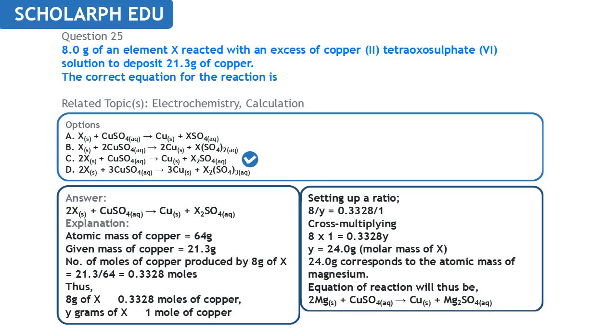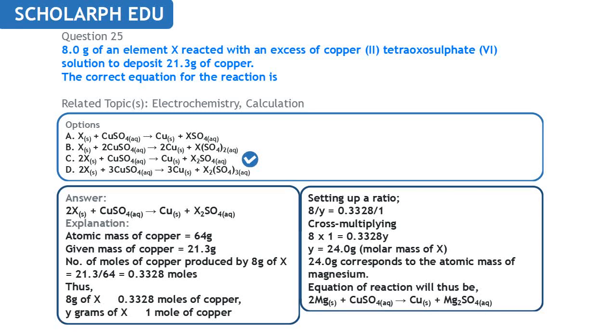since the element is just one element, it's not a compound, this will also be the atomic mass of that element. Okay, and 24.0 gram is the atomic mass of magnesium, and this is the equation of reaction between magnesium and copper sulfate. Alright, magnesium and copper. So we have identified that X here to be magnesium.